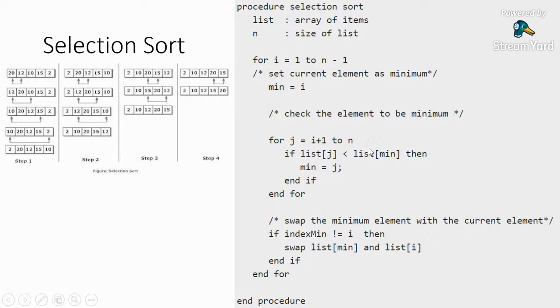We are comparing this. So for one value of I, this is running n minus 1 times. For the second value of I, it is running n minus 2 times. Similarly, the total number of comparisons will be n into n minus 1 by 2. So the final comparison will be order of n square.